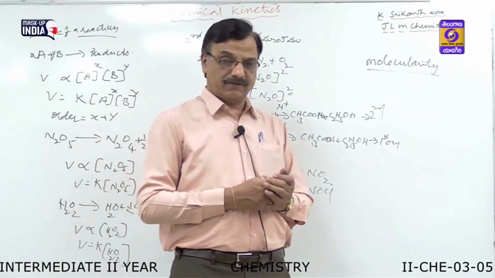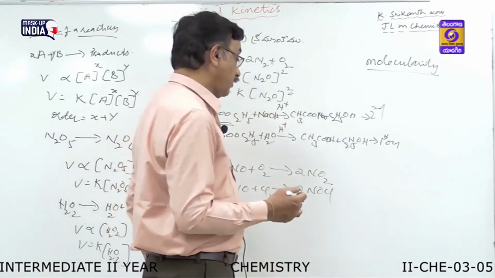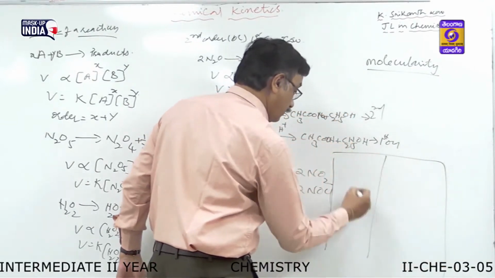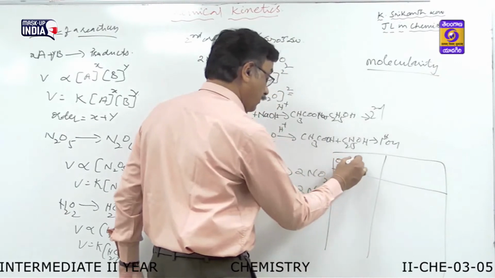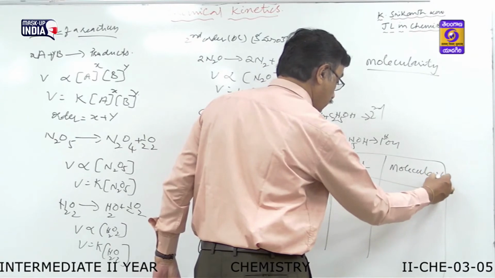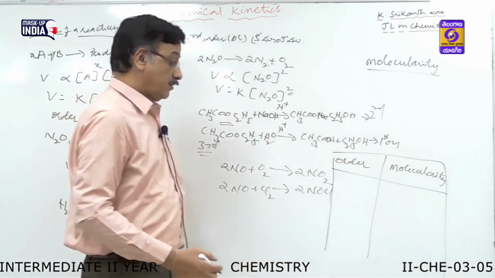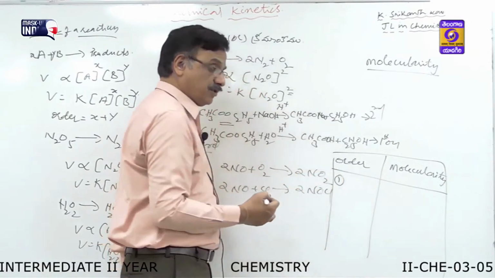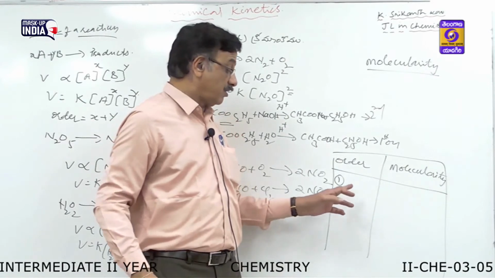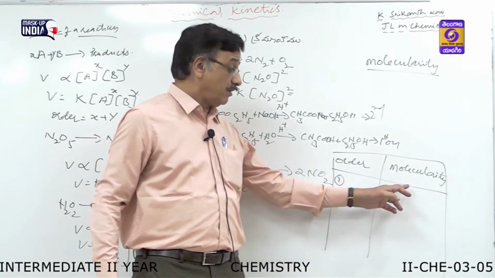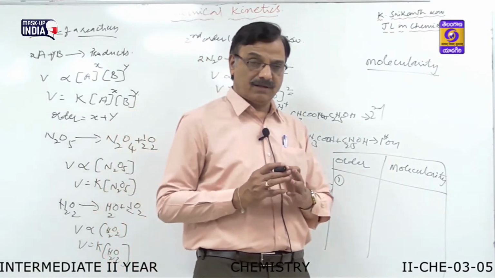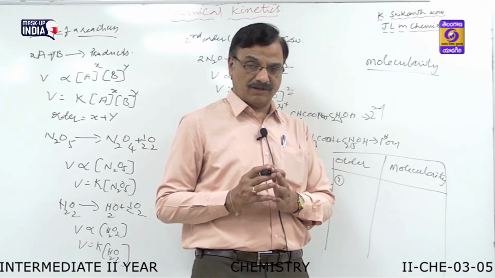Now we look at the differences between order and molecularity. Right. The first one is regarding the definition. The sum of the powers of the concentration terms in the rate equation is called the order of the reaction. The other way, the number of atoms, ions or molecules participating in the rate determining step is the molecularity.